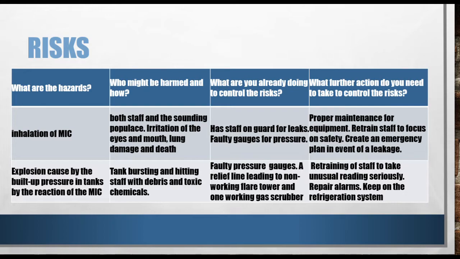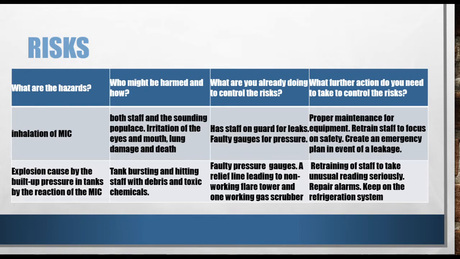To control this risk, staff are on guard for leaks, and gauges have been used to measure certain changes in pressure, though these were faulty. What they could have done was proper maintenance of the equipment and facilities, retrain staff to focus on safety instead of saving money, and create an emergency plan in the event of a leak.